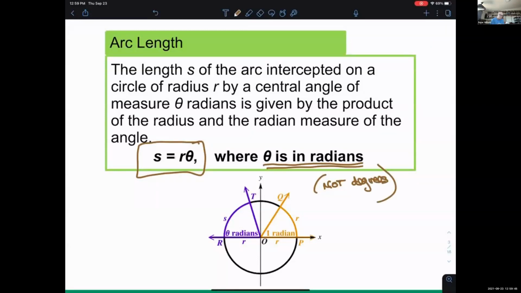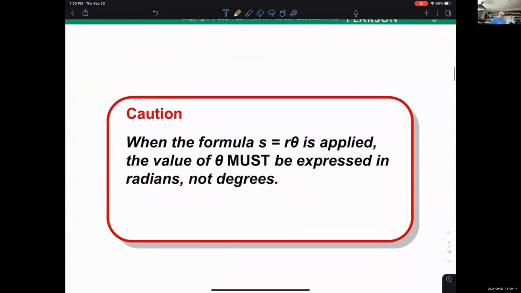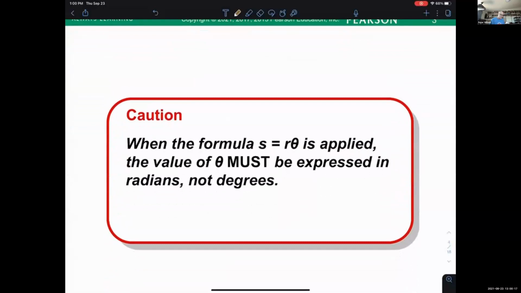Then you can literally multiply the theta value, pi over 2, pi over 3, pi over 6, whatever the angle measurement is, by the size of the radius, and that's the arc length. If the radius was 1, then that's why theta is the arc length. But as the circle gets bigger, you have to double that or triple that, or if it gets smaller, cut it in half. You have to multiply it by the size of the radius of the circle. And they give us the caution, which I just said: when you use this formula, theta must be expressed in radians, not in degrees.